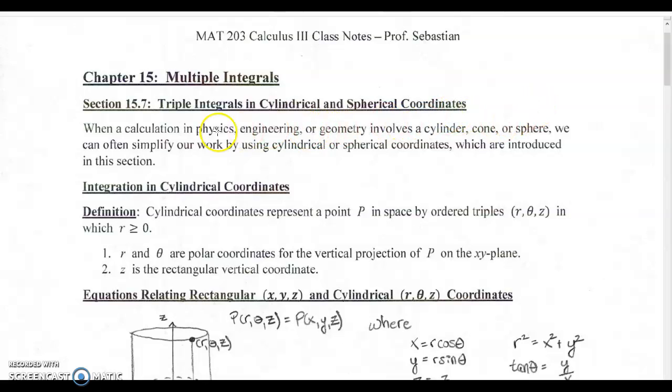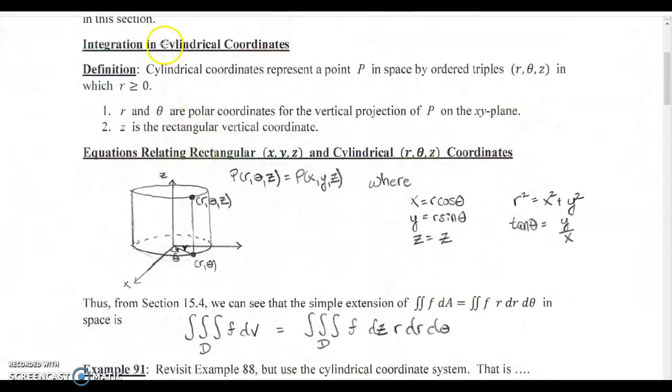So when doing calculations in physics, engineering, or geometry, and it involves a cylinder, a cone, or a sphere, we can often simplify our work by using cylindrical or spherical coordinates, which are introduced here. Okay, so integration in cylindrical coordinates. Definition: cylindrical coordinates represent a point P in space by ordered triples, which are r, theta, and z, in which r is always positive or 0.